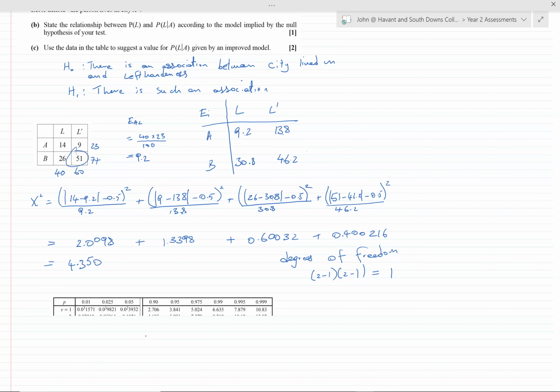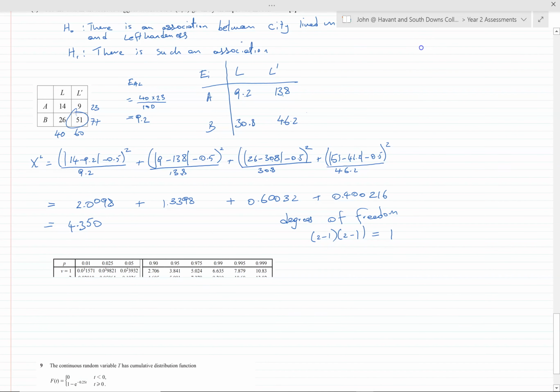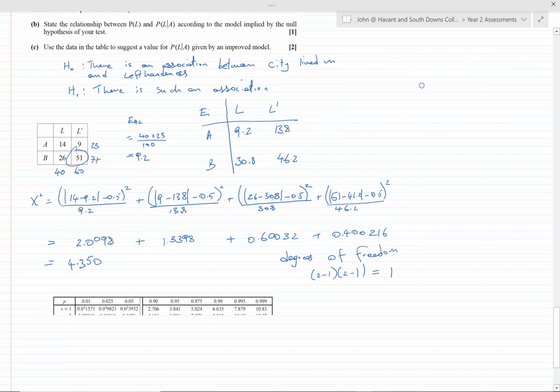So we need to find the number that we want. The test was a 10% test. So 10% test is 2.706. Obviously, because 90% is the difference between that and 1. So that's greater than 2.706.